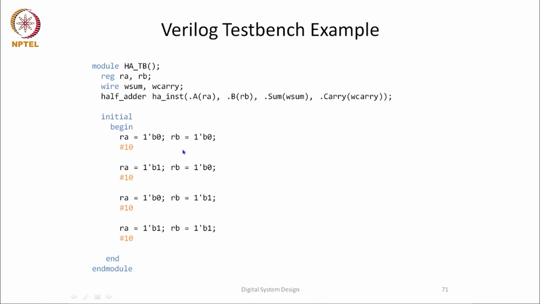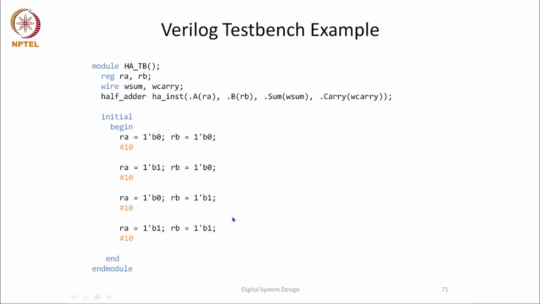Now, this hash 10 means there is a delay element. After 10 units of time, there is no unit specified, so some default unit is taken by Verilog, we give another stimulus or another input to RA and RB. Similarly, after each 10 units of time, we are giving different inputs to our inputs RA and RB.